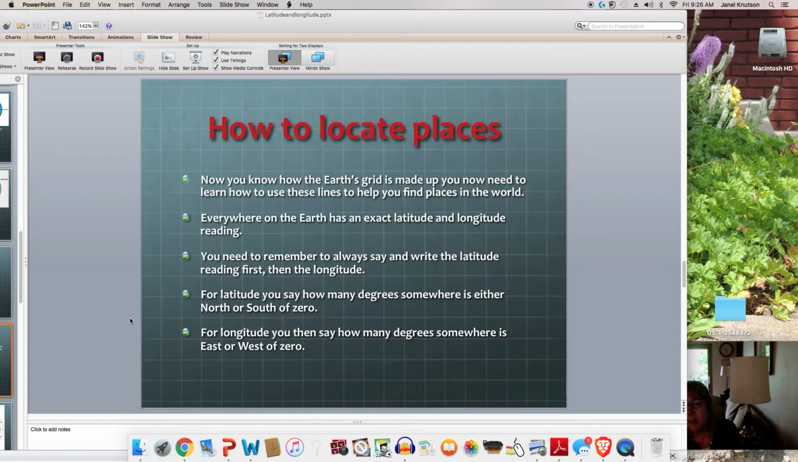So how do you locate places then? Well, now you know that it's got a grid, you can locate places. Everywhere on the Earth has an exact latitude and longitude reading. You need to remember to always say and write the latitude first and then longitude. For latitude, you say how many degrees something is north or south of the equator, or 0. For longitude, you say how many degrees somewhere is east or west of 0, or Greenwich, the date line.